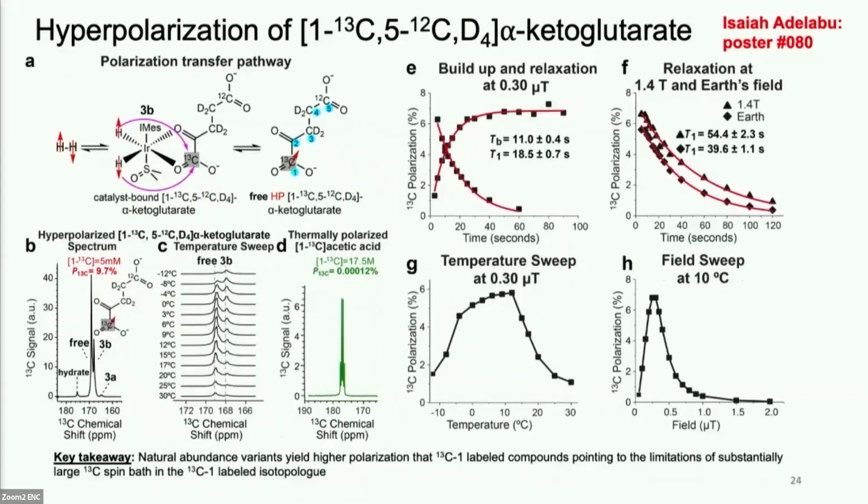We can obviously do polarization of labeled compounds in the case of alpha-ketoglutarate. So this is a compound prepared by our collaborators from NIH. Polarization here is a little bit lower, 10% versus the 17% that I showed on the previous slide. Here we believe it's the spin bath limitation. We have way more C13s compared to natural abundance, and this is the reason why it drops down.